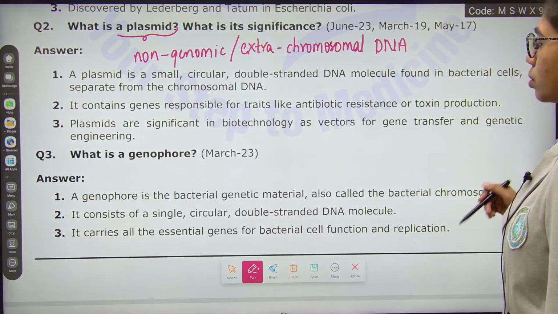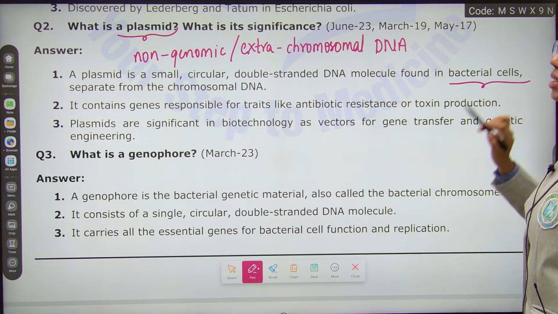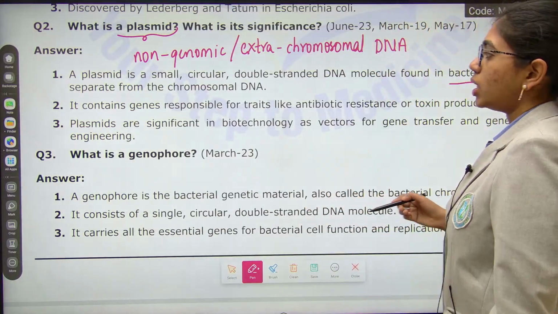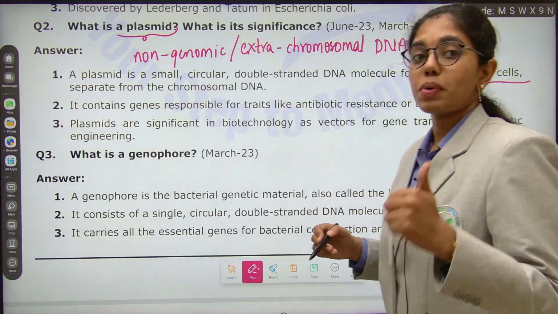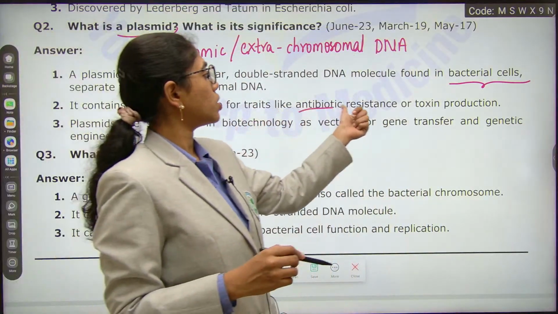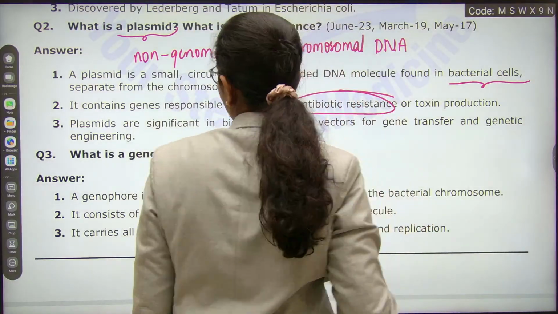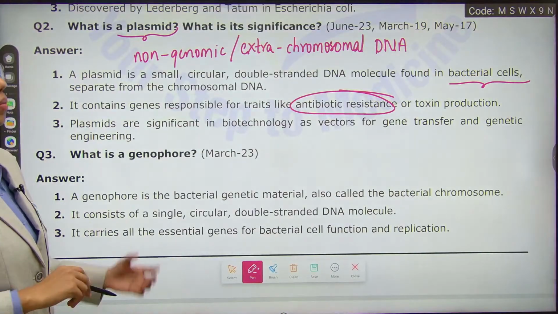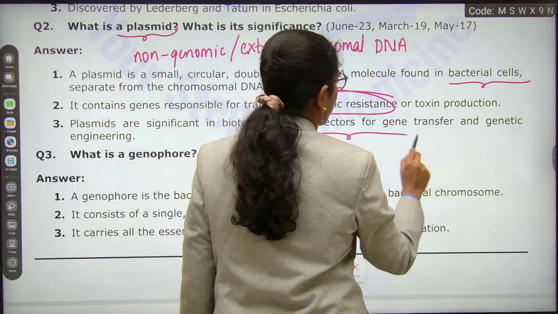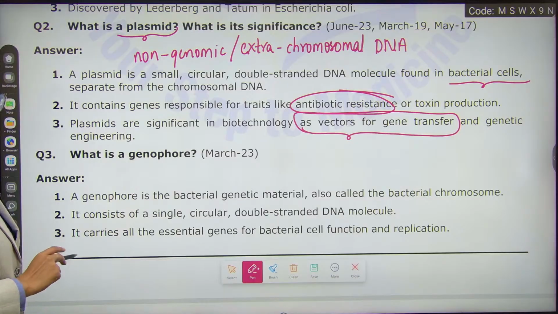It is a double-stranded DNA molecule found in bacterial cells, separate from the chromosomal DNA. It contains genes responsible for specific phenotypic traits, and it provides antibiotic resistance and protection against many toxins. Plasmids are significant in biotechnology as vectors, used for gene transfer and genetic engineering.